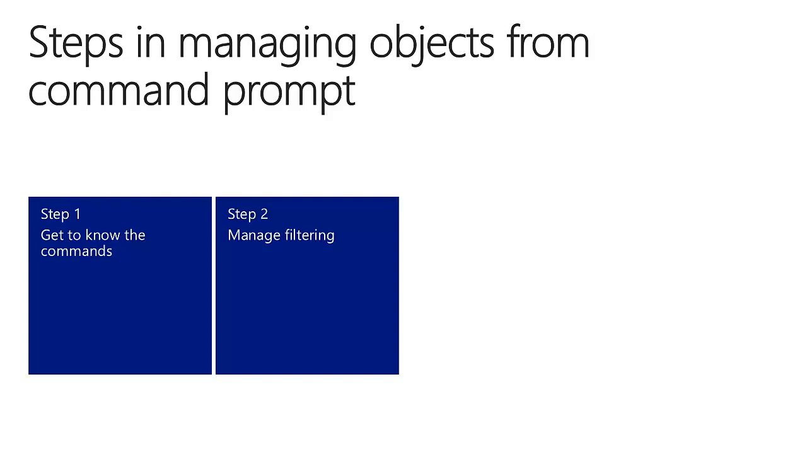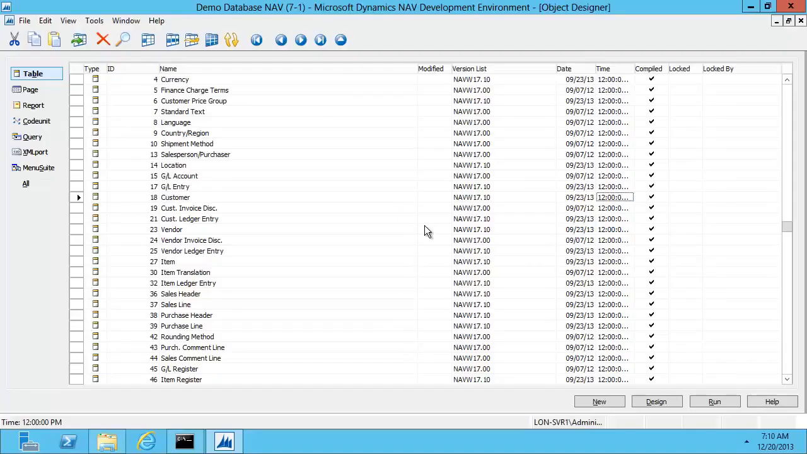Now that you have seen the commands that you can use with finsql.exe, let's take a look at how to specify filters for exporting objects and compiling objects. When using the export objects or compile objects commands, you can specify filters. By specifying filters, you are narrowing the range of objects which is affected by the command.